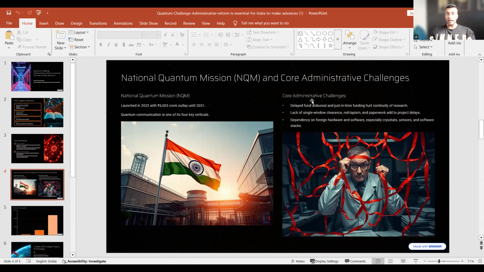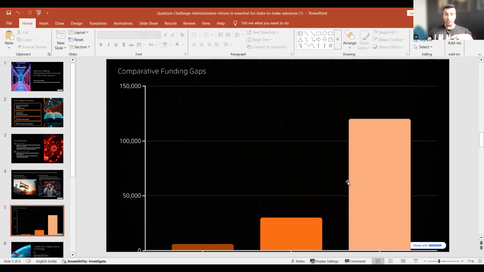Okay. Now the administrative challenges, mainly the delayed fund disbursal. Okay, and just-in-time funding basically hurts the continuity of the research. That's a normal problem. And then lack of single window clearance, then red tapism, paperwork, all adding to the project delays. And then dependency on foreign hardware and software, especially cryostats and sensors and the software stacks. Okay, so then again, one interesting point is this.